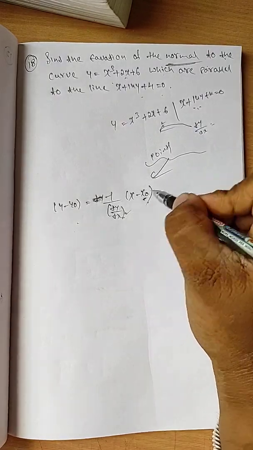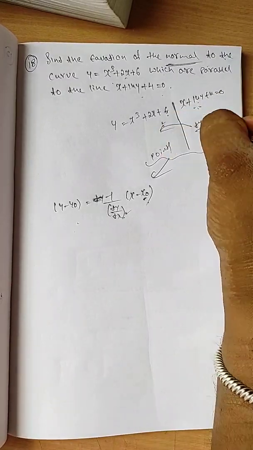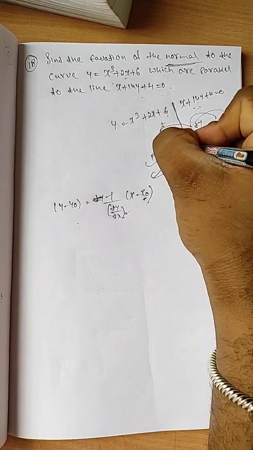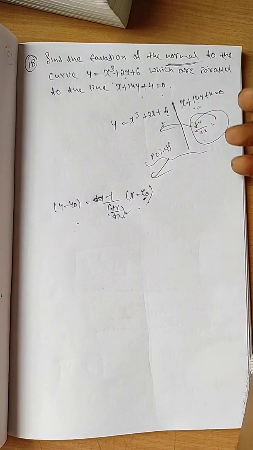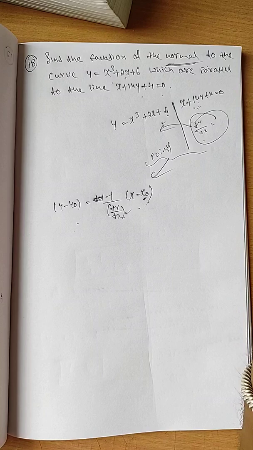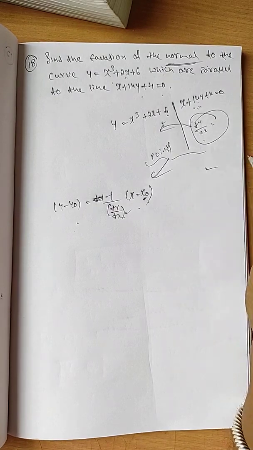To find the point and the slope, since these two lines are parallel, the slopes are equal, we will get dy by dx. Substitute this dy by dx, you will get the point. So substitute the dy by dx and the point in this, you get the equation of the normal. This is the procedure you want to follow to find the equation of a normal. Is it clear? Is it okay? So this is how you want to solve this problem yourself.